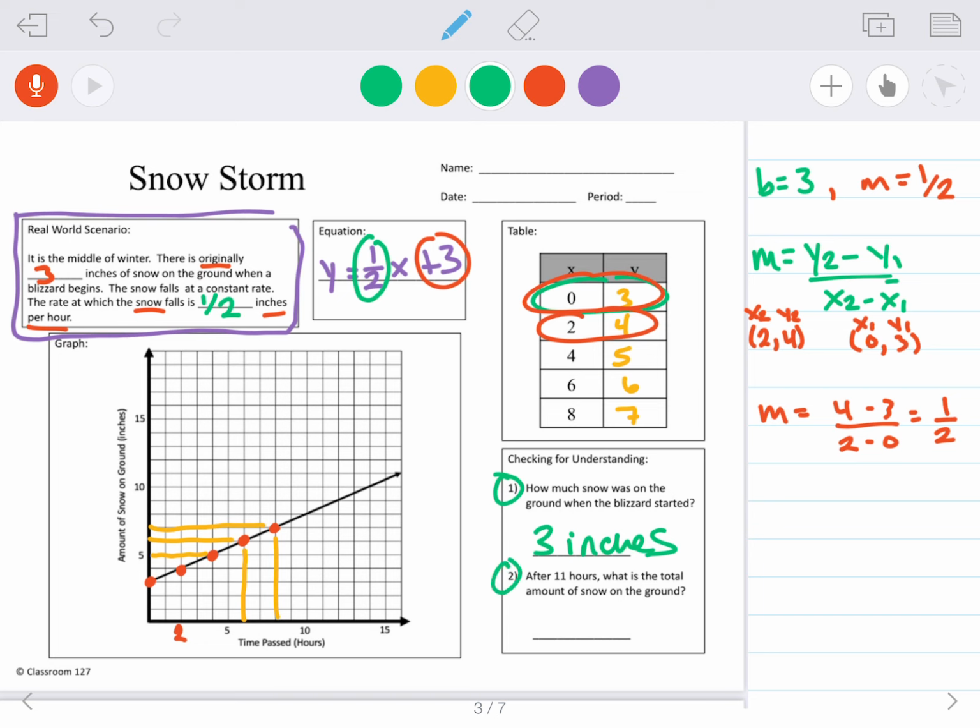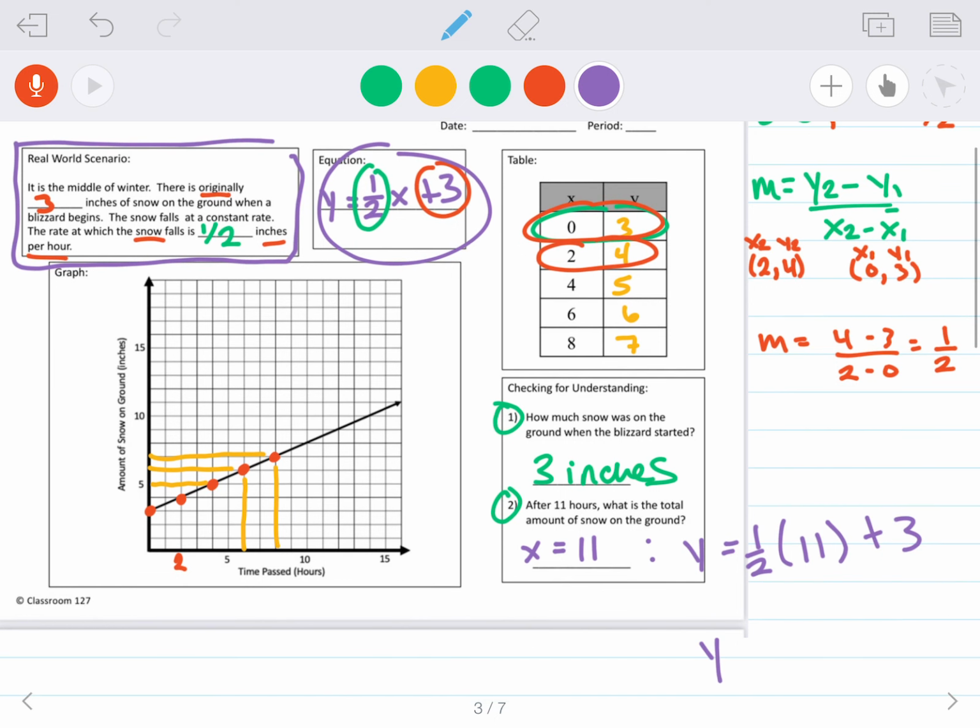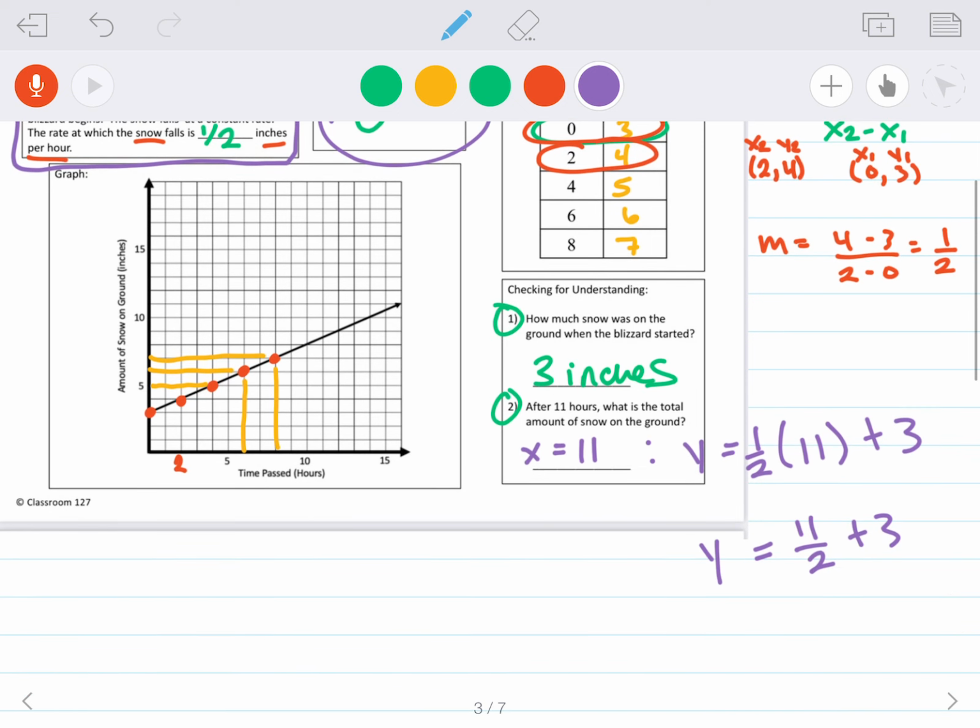After 11 hours, what is the total amount of snow on the ground? Well, again, our unit of time is x, so that's in hours. We're trying to see what is y when x is equal to 11. We use this equation right here: y is equal to 1 half times x, which in this case is 11, plus 3. So y is equal to 11 halves plus 3. 11 halves is 5.5, so that's going to be 8.5.